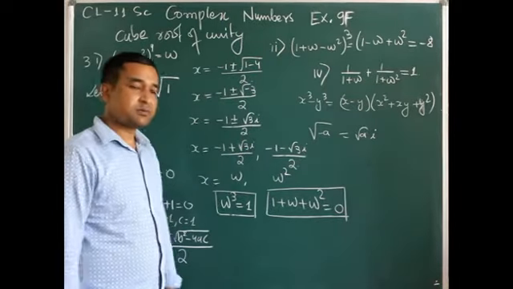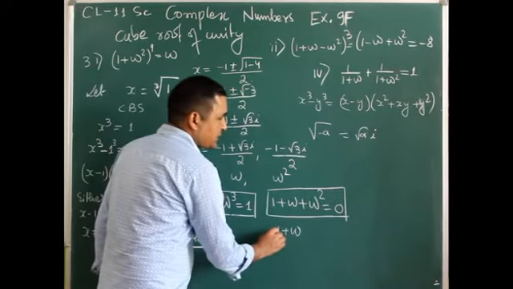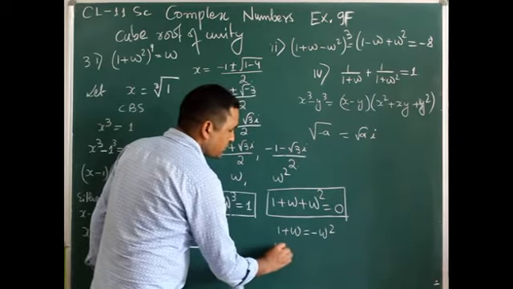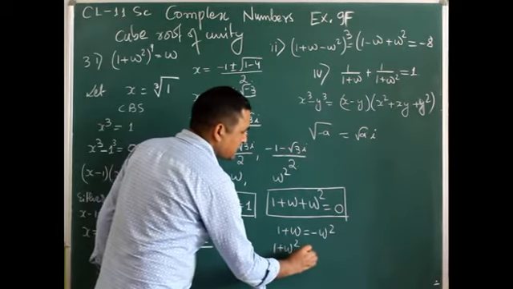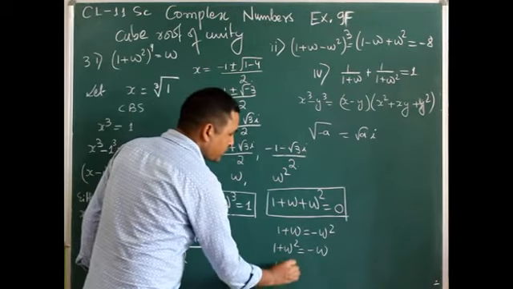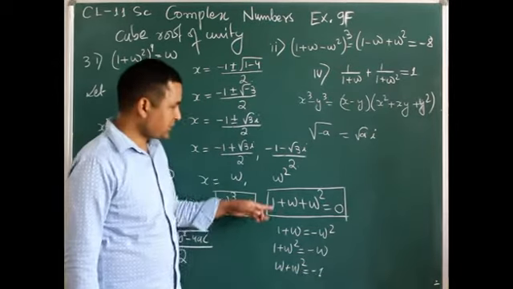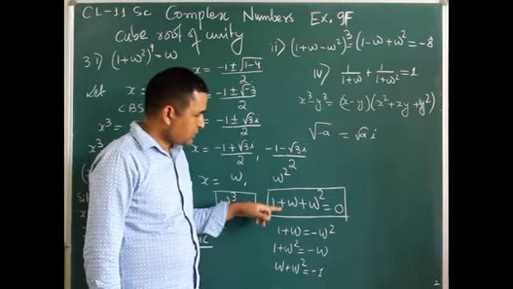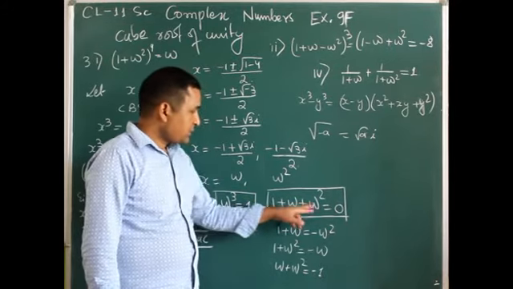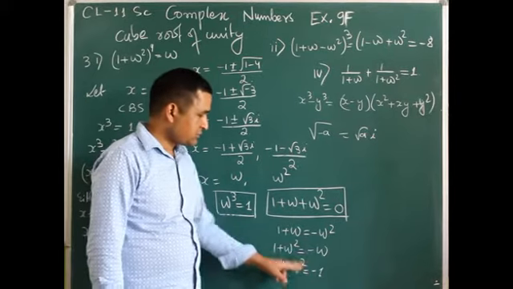Okay, different types of sums. Suppose in a sum you see 1 plus omega; in that case we can write minus omega square. If we see 1 plus omega square, in that case we can write minus omega. If you see omega plus omega square, in that case we can write minus 1. Thus we got all these values from here: 1 plus omega equals minus omega square. 1 plus omega square equals minus omega. Omega plus omega square equals minus 1.